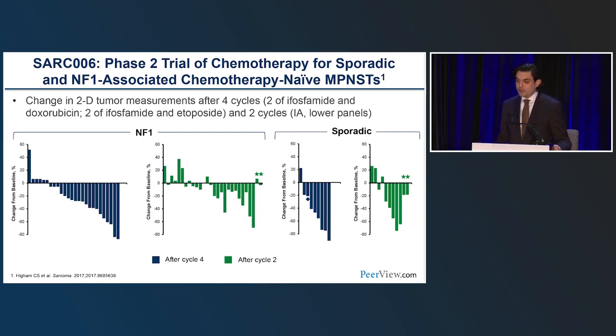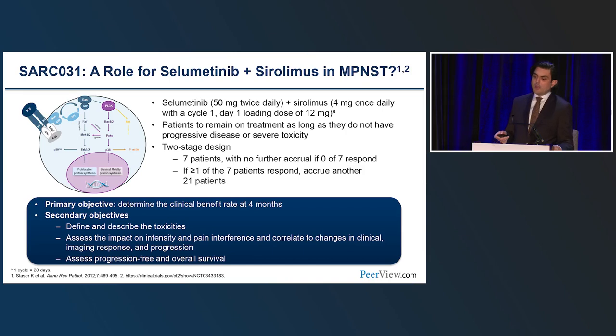Most of the NF cases had some shrinkage after 4 cycles as well. We saw similar results in the sporadic cases. However, in many cases, especially in recurrence, we recommend trying a clinical trial, and there are a few clinical trials out there that are available for adults and children with NF and sporadic MPNSTs as well. One of them is the use of selumetinib, and we spoke about this not as monotherapy, but in combination with other chemotherapy agents. This is one of them, SARC-031.